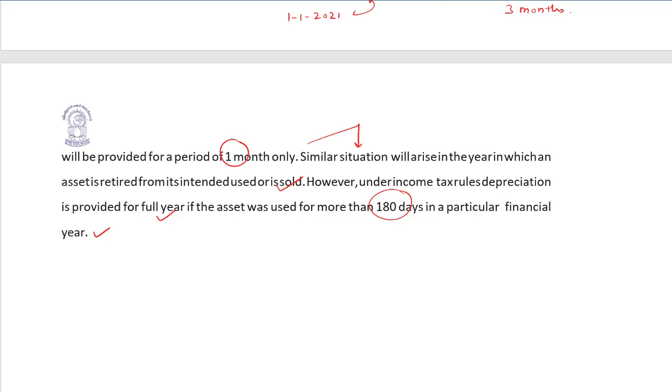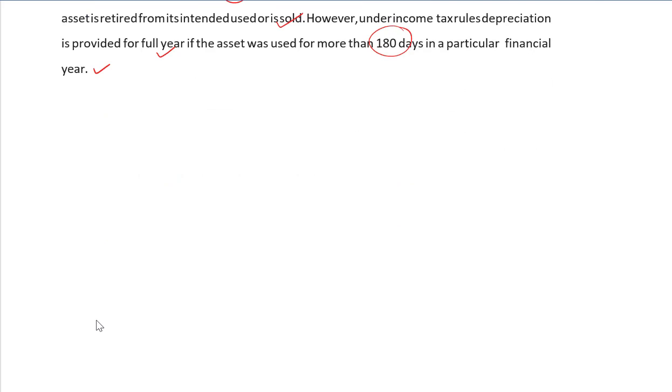Okay, let us continue. Just write a note over here. You have learnt how to calculate the rate of depreciation and amount of depreciation according to SLM.